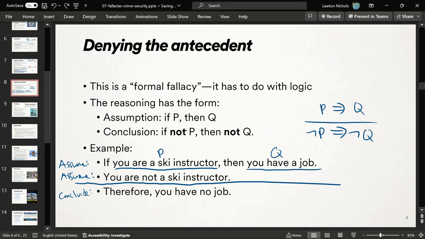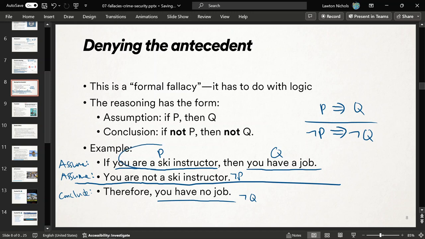And then you're trying to conclude this, and this is an incorrect conclusion. This is trying to say, if not P, then not Q. So it's like, assume not P is true. Here's not P. Assume you're not a ski instructor, right? And then they're concluding from that that not Q must be true. If you're not a ski instructor, therefore you have no job. You have no job at all. Not Q. Do you see that that is an incorrect conclusion? It's like, if you're not a ski instructor, then you must have no job at all, when in reality, that's not true.